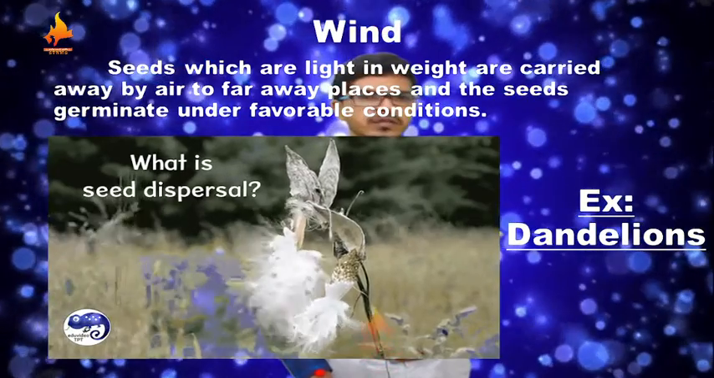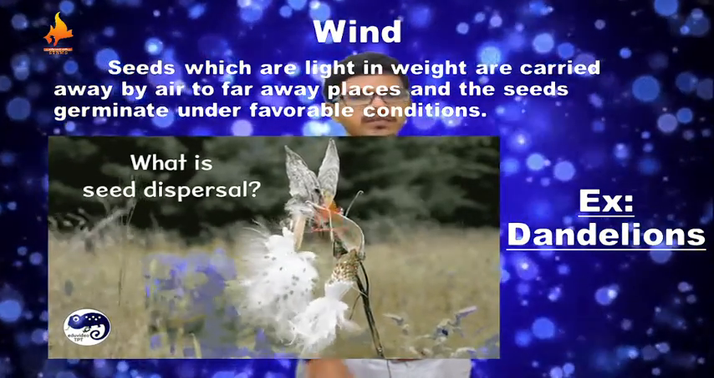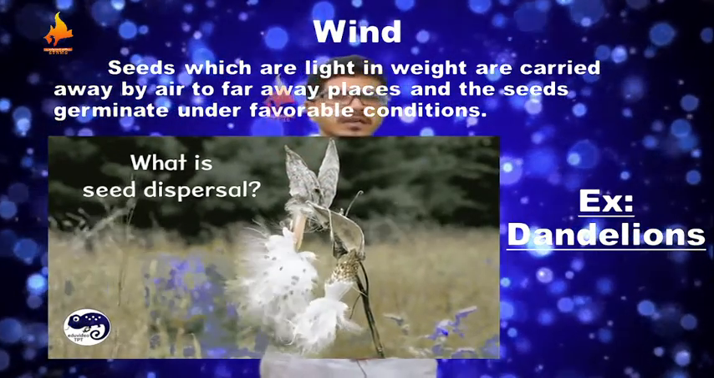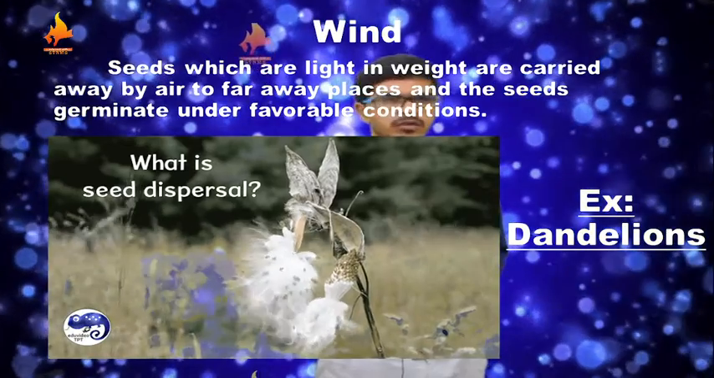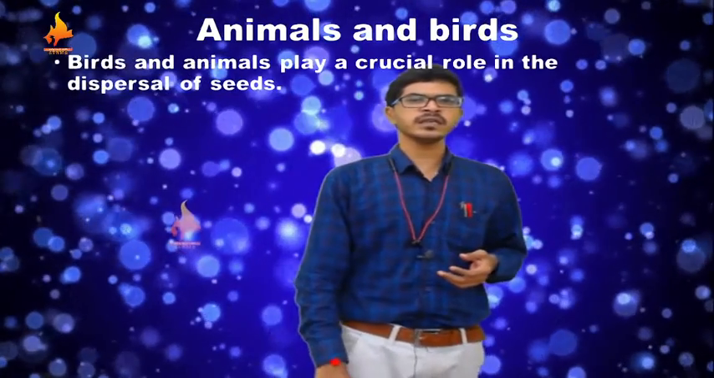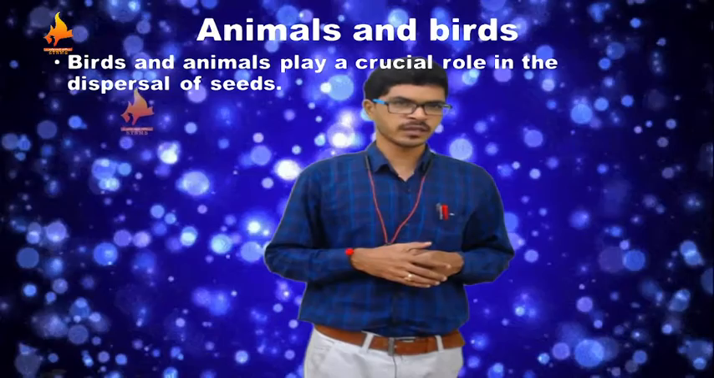This is also one of the plants that you can take: cotton. Even cotton gets dispersed, transferred from place to place by the wind. This also can be taken as another example for seed dispersal through wind. And interestingly, animals also play a very crucial role in the dispersal of seeds.